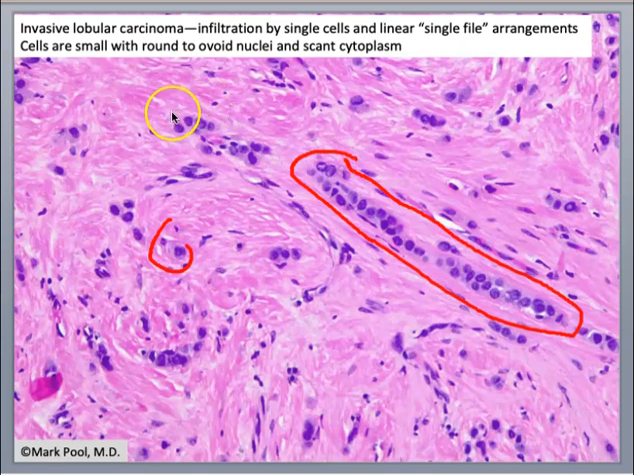Also, you can note that these are small cells with scant cytoplasm and have fairly uniform oval to round nuclei.